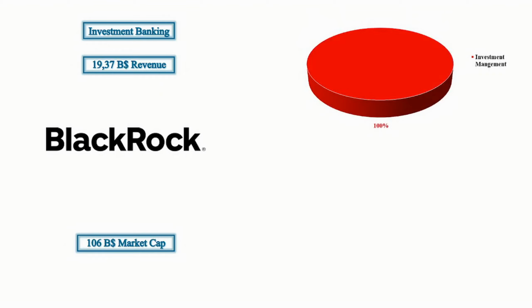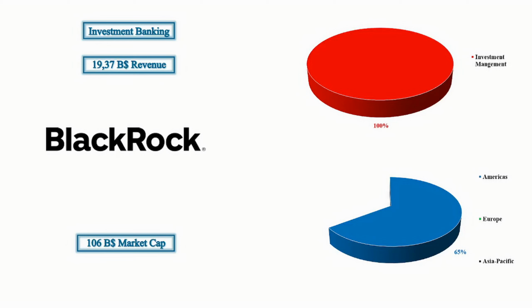The revenue of Blackrock can also be divided geographically. 65% comes from the Americas, 31% comes from Europe, and the last 4% comes from the Asia Pacific area. Now I'm going to determine how much I should pay for the stock.